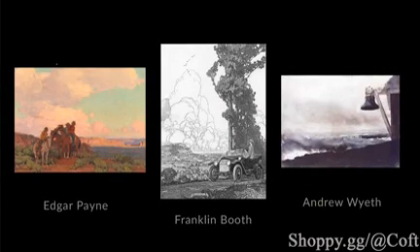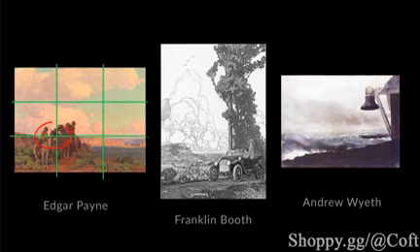Next up, let's take a look at these three artists and how some of these placement tools are applied. Now if we were to divide Edgar Payne's painting here into thirds, you'll notice how the subjects are lined up on the bottom left corner where those lines intersect. And interestingly enough, the horizon line is also in line with the bottom thirds of the painting.